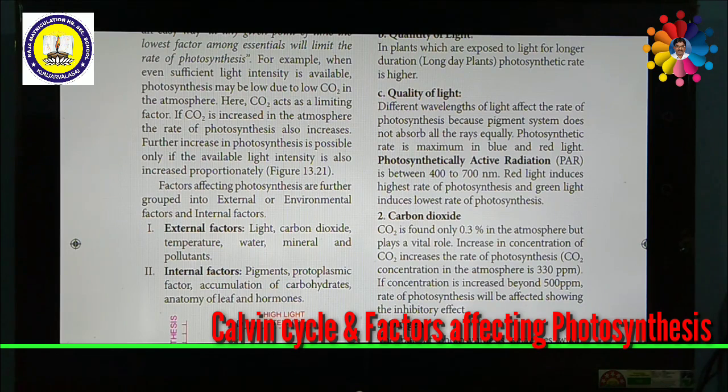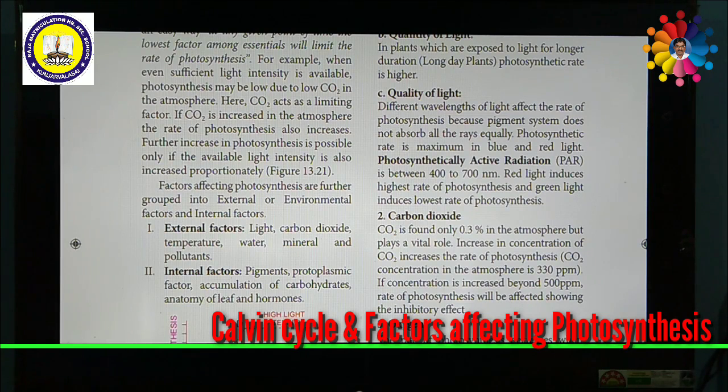Sometimes there is a failure of sunlight. Suppose the weather is cloudy, the sunlight is minimum. Then what will happen? The factor which is very less will be determining the rate of photosynthesis. That means here sunlight is very limited. That is why the sunlight is determining the rate of photosynthesis.